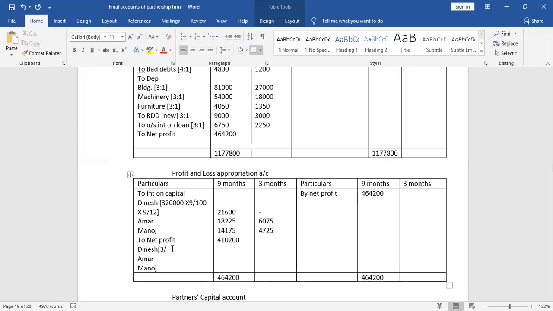So 3/6, 2/6 and 1/6. Divide in this ratio, and you will get 2,05,100, 1,36,733 and 68,367. You will get this amount.